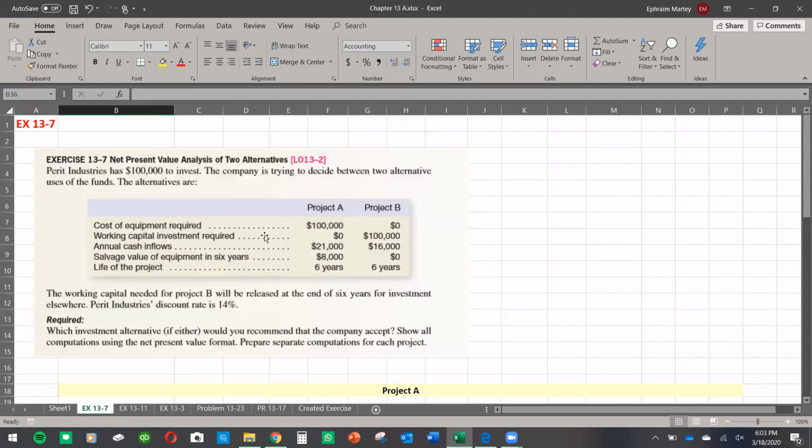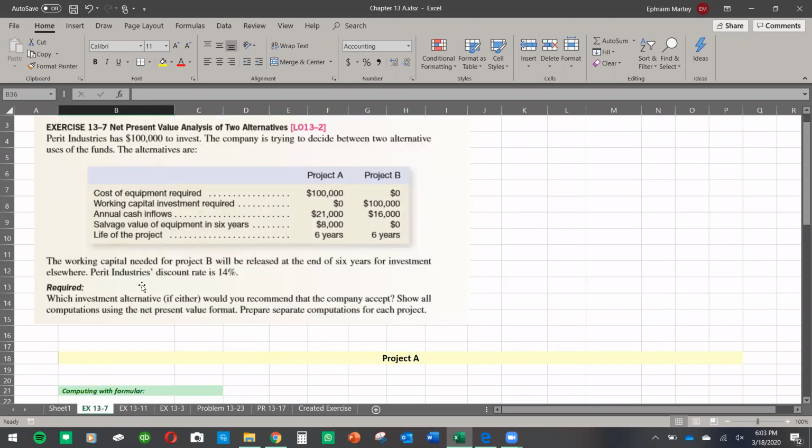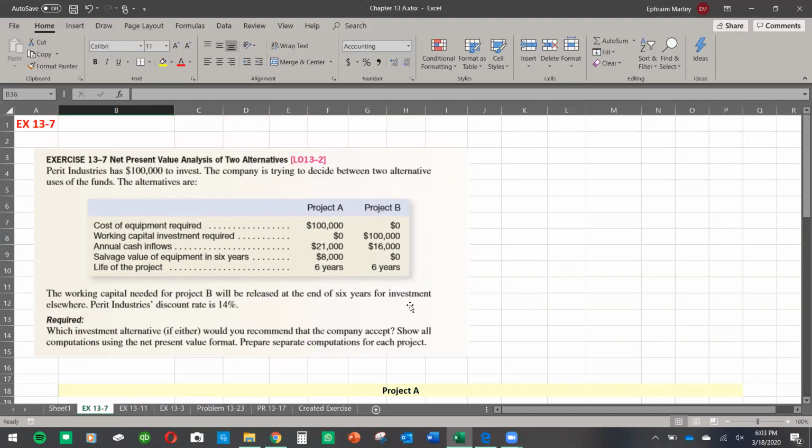Now, we have an exercise here where we are required to find which investment alternative, if possible, you will recommend that the company accepts. So the scenario is you are an accountant and the company has two options to invest in. So as an accountant, you are going to decipher which one will benefit the company.